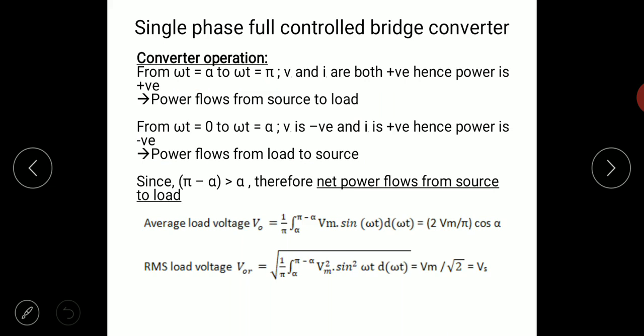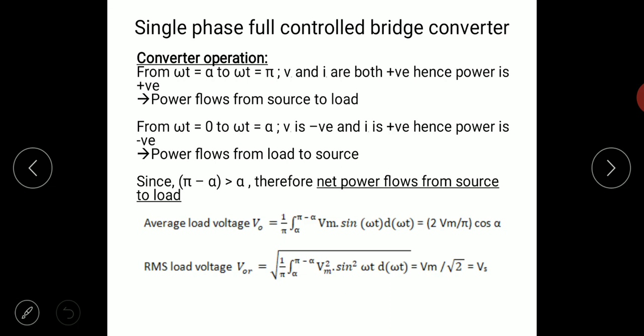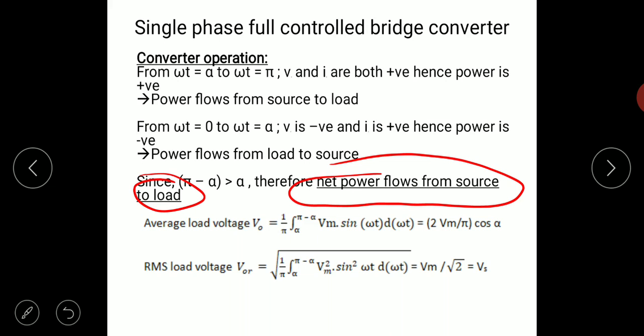But which duration is more? You can observe here that this duration, that is pi minus alpha, is greater than alpha. Since the duration of positive power is greater than the duration of negative power, the net power is positive. Hence, we can say that the net power will flow from source to load side. This type of operation is called converter operation, where the power is flowing from supply to load side.